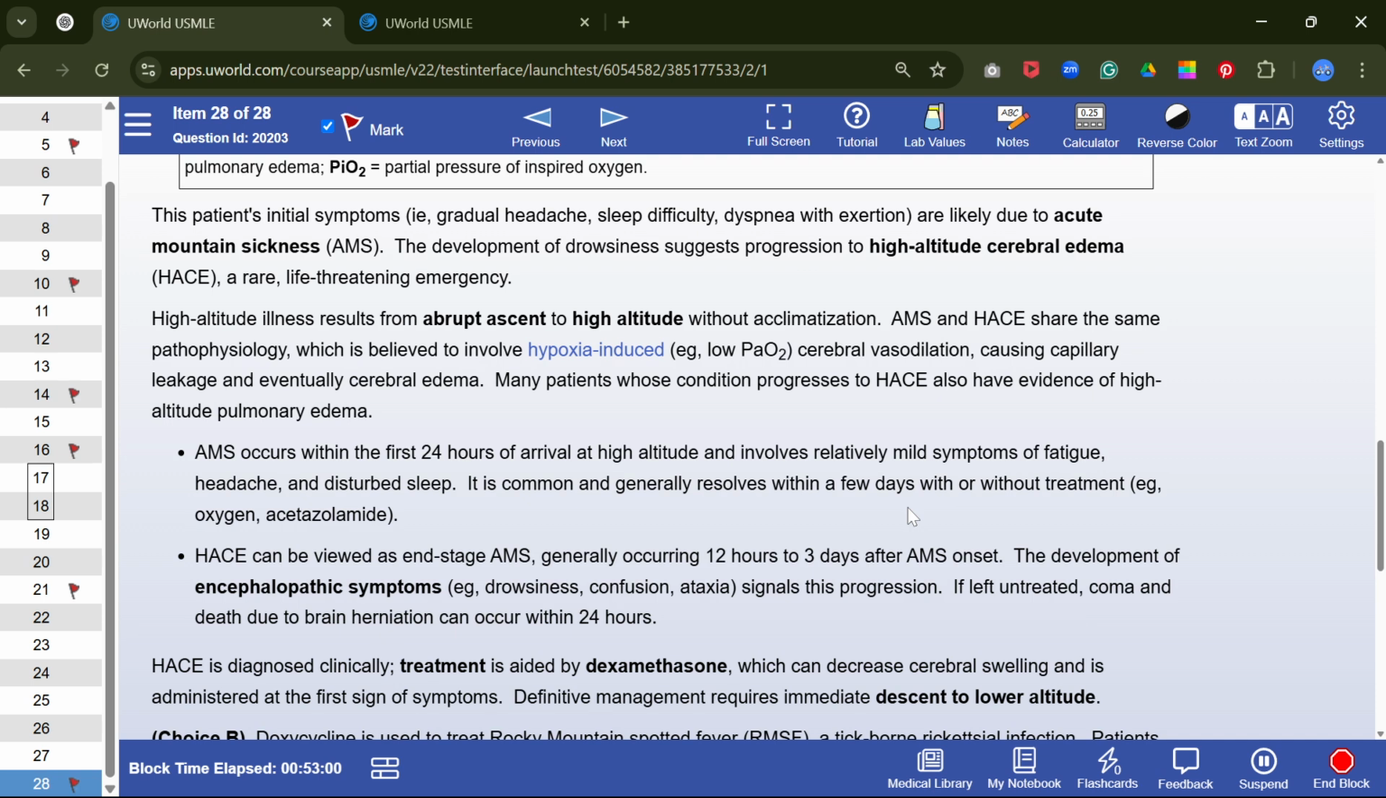High altitude cerebral edema treatment is aided by dexamethasone, which can decrease cerebral swelling and is administered at the onset of the first symptom. Definitive management requires immediate descent to a lower altitude.